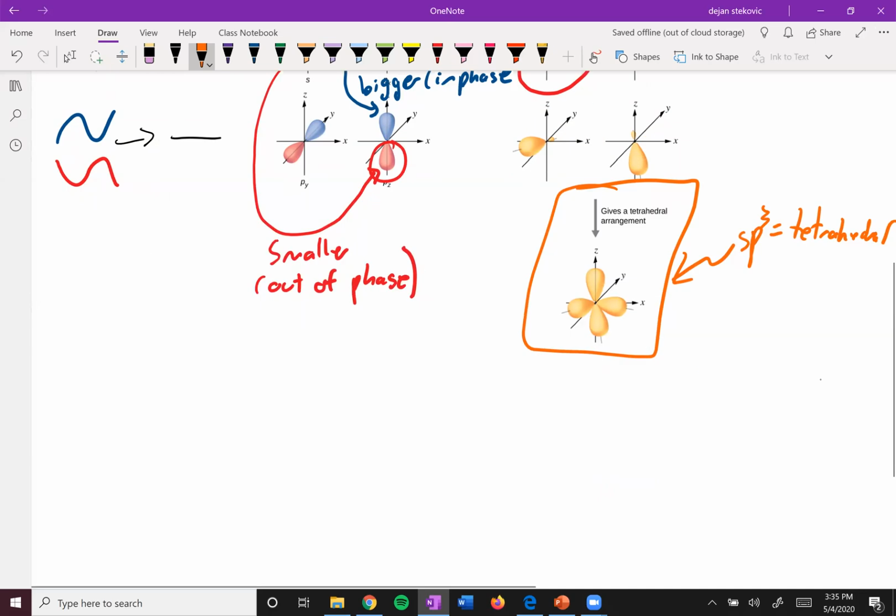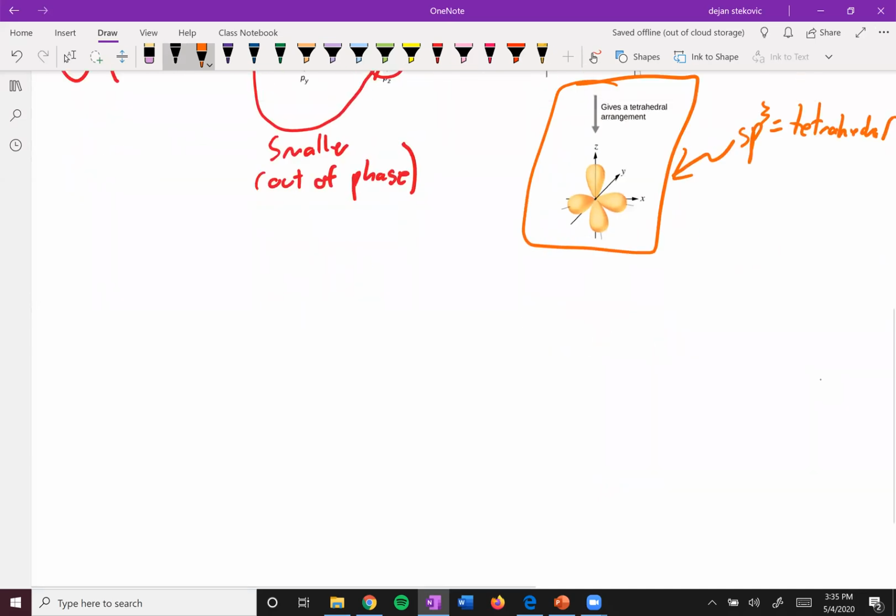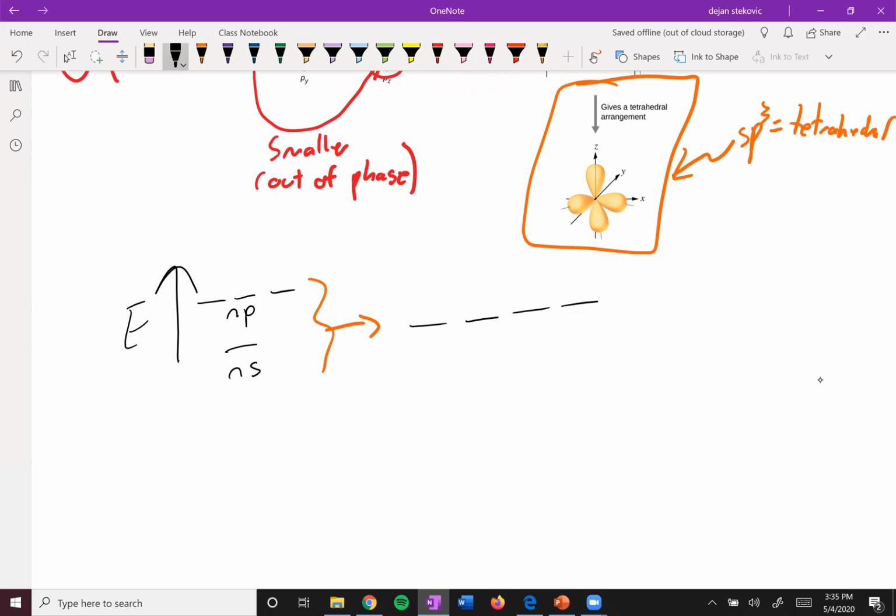Let's take a look at it in terms of these orbitals and their placement in energy, right? So we have the ns orbital, and then we have 3 of the np orbitals, and all 3 of these are going to mix and hybridize into 4 sp3 orbitals. Remember, the number of orbitals needs to stay the same.